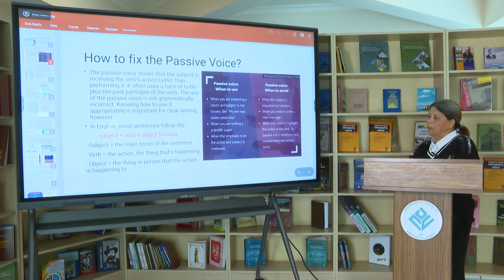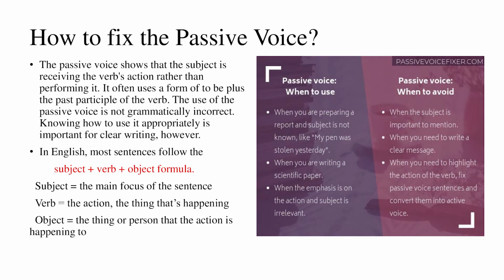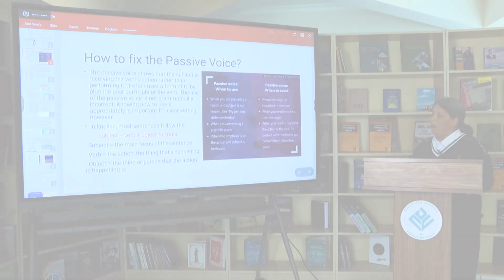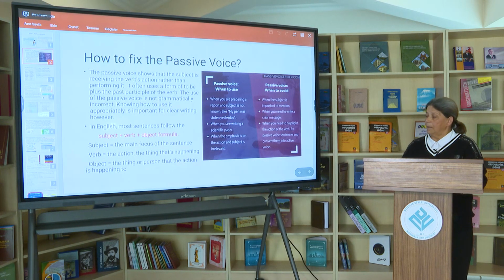But knowing how to use it appropriately is important for clear writing. In English, most sentences follow subject, verb plus object. It is the word order in active sentences. And in active sentences, the subject is the main focus of the sentence. The verb is the action, the thing that's happening. But the object is the thing or person that the action is happening to.